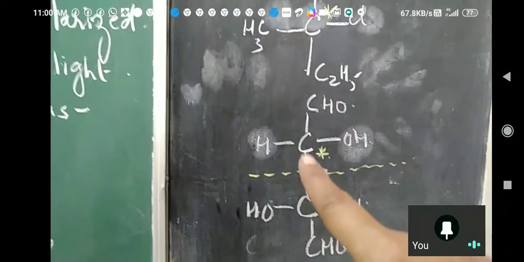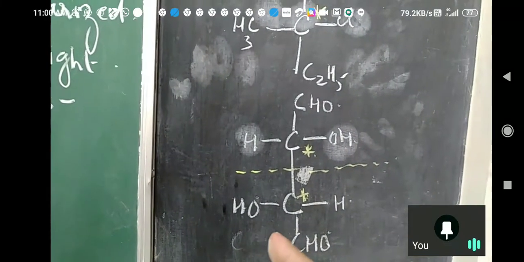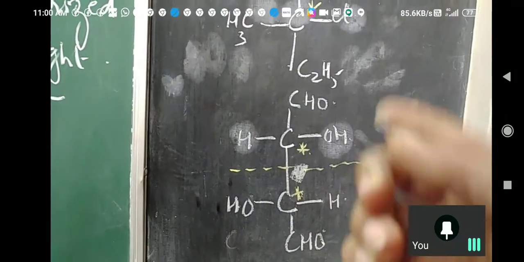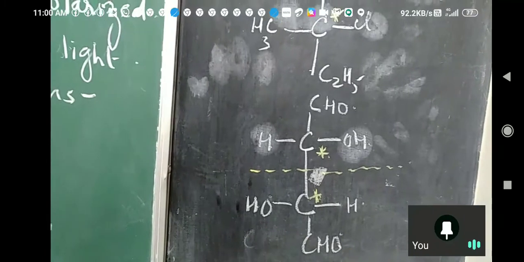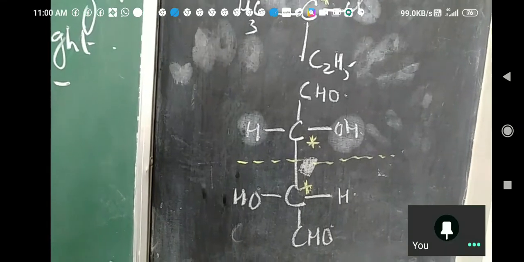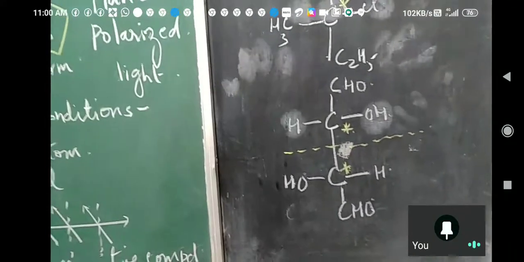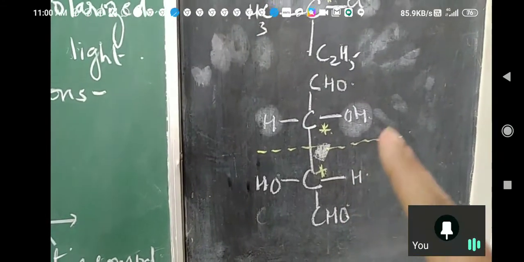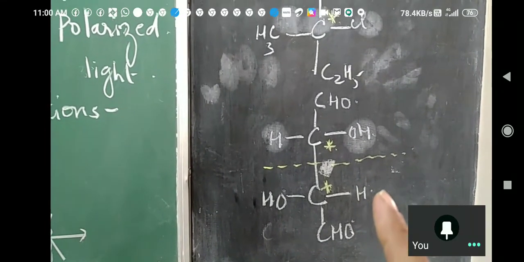But the molecule on the whole, see, if this half will rotate the plane of polarized light towards left, the other half will rotate it towards right. So one will rotate towards left by an angle of say 30 degrees. The other half will rotate to right by an angle of 30 degrees. So the net result will be that there will be no optical activity. The net result will be theta will be 0. Such a molecule will not show optical activity. Is this clear?